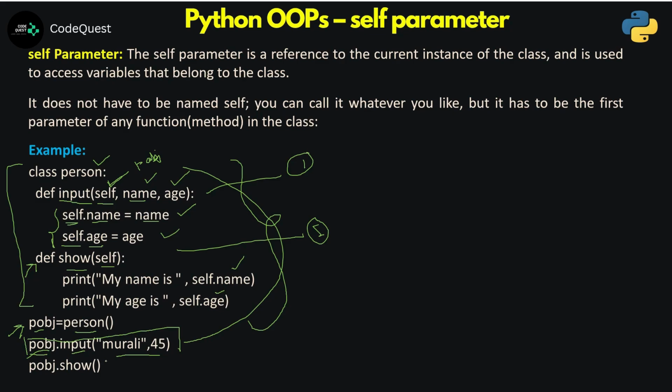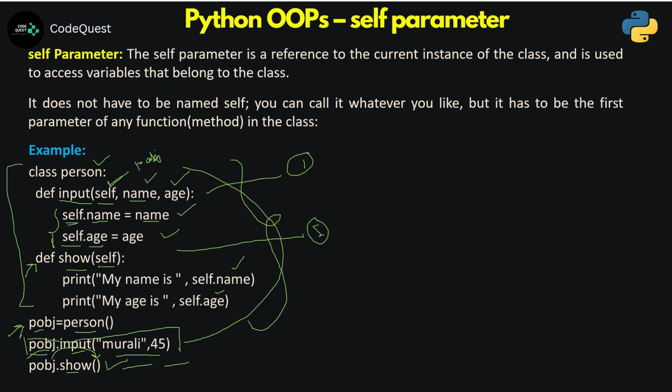Now coming to the second call where we are calling the show method, but this time you can see there are no arguments, because my show method does not take any argument, but I have to compulsorily keep self as one parameter. Hence I have kept it, but it does not mean that the show method requires any argument. Because only self is there, how do we understand this? We have called the show method with the help of this object. So it is just like we are calling show and pobj is passed as an argument or parameter here.